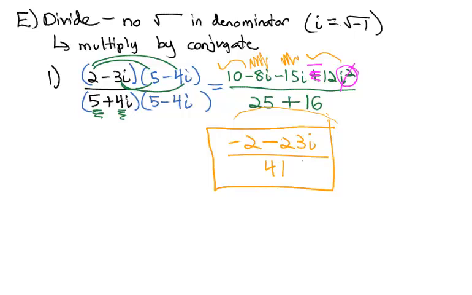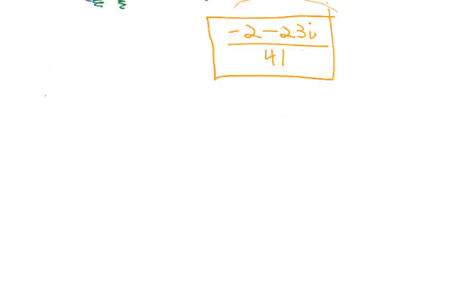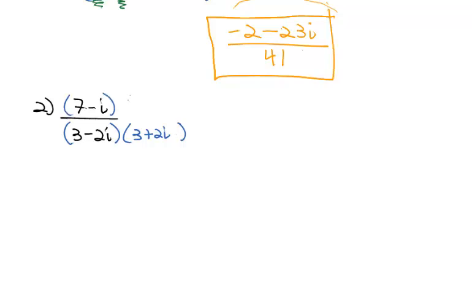Let's try one last problem with division. 7 minus i over 3 minus 2i. Again, we don't like the i in the denominator, so we're going to multiply by its conjugate of 3 plus 2i. We'll do the same thing in the numerator, multiplying by 3 plus 2i. We simply change the sign in the middle of the denominator. And again, we will FOIL out the numerator.